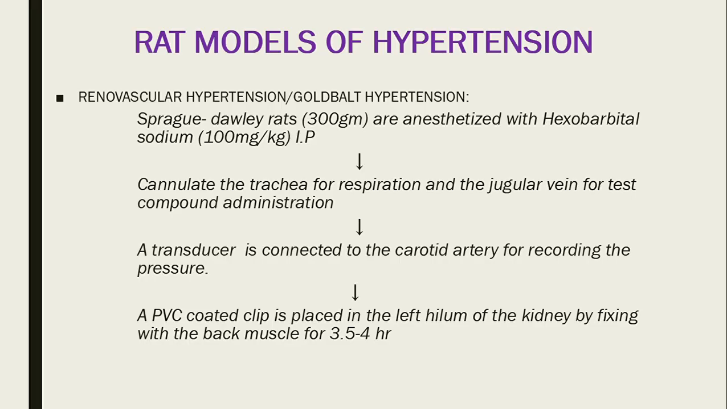Then another is rat models of hypertension. In rat models of hypertension, there is renovascular hypertension, that is Goldblatt hypertension. Sprague-Dawley rats, 300 gram, are anesthetized with hexobarbital sodium 100 mg per kg IP, intraperitoneal. Then cannulate the trachea for respiration and the jugular vein for test compound administration. A transducer is connected to the carotid artery for recording the pressure, and then a PVC, polyvinyl chloride, coated clip is placed on the left hilum of the kidney, fixed with the back muscle, for 3.5 to 4 hours.